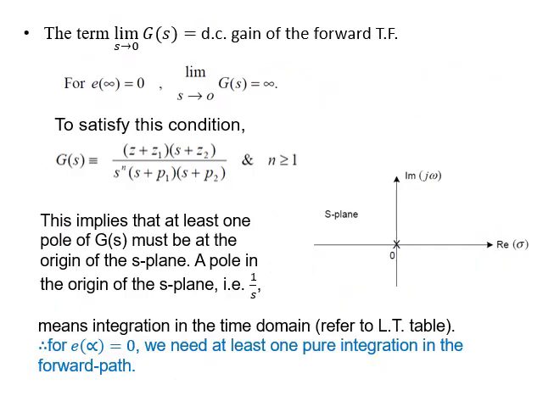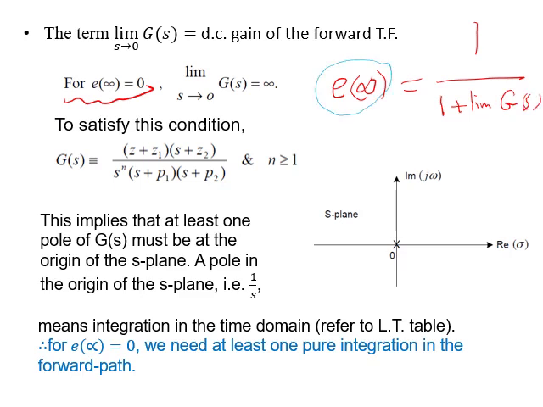Now, how do I want the error to look? Do I want the error to be a certain value, or do I want the error to be 0? Let us consider this point. If you want the result of the previous equation to be 0, remember, it's E of infinity equal to 1 over 1 plus the limit of GS. If I want this value to be 0, what should I do?